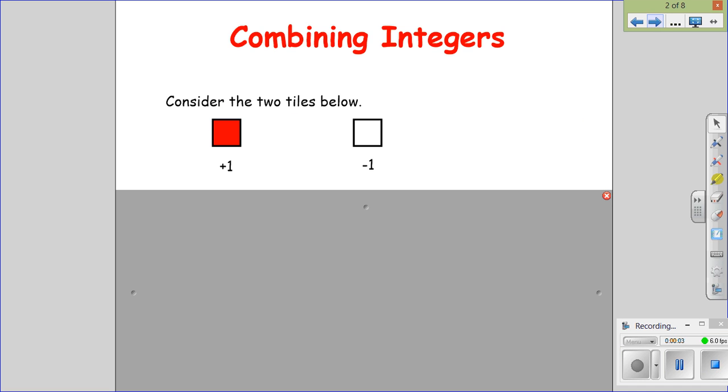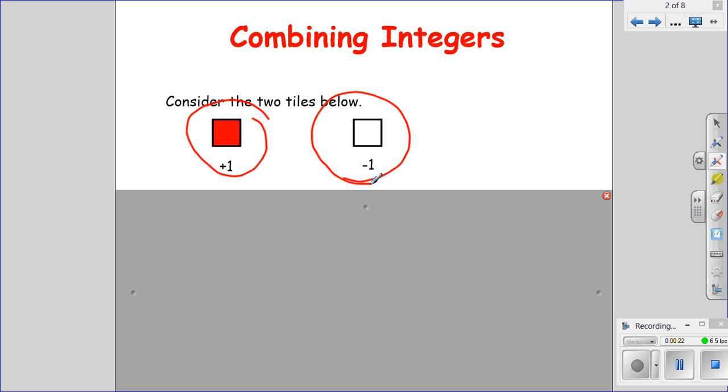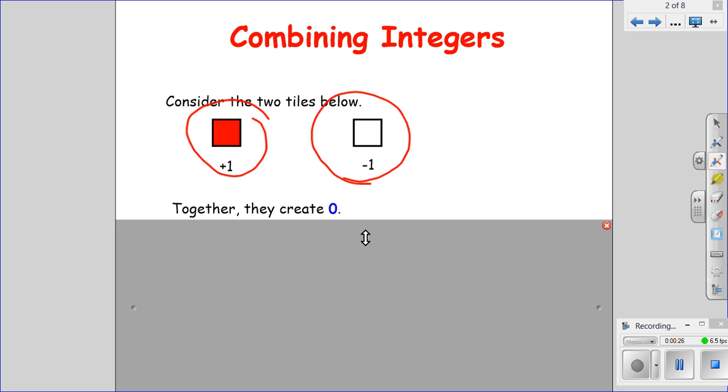Combining integers. In order to combine integers, we need to consider a visual representation of what integers are. If we look at this red square right here, that indicates +1. If we look at the white square, it indicates -1. Together, they create 0. You can think about it as two football players on a field. One is the red team, the other is the white team. When they tackle, there's nobody standing.